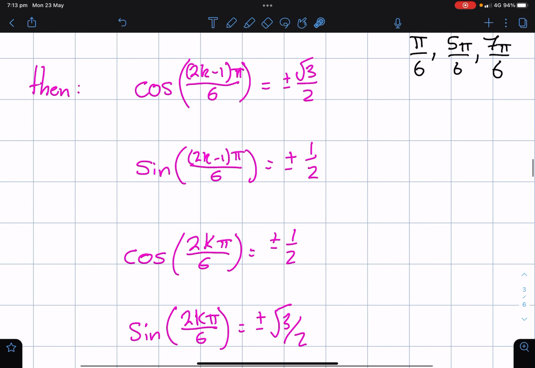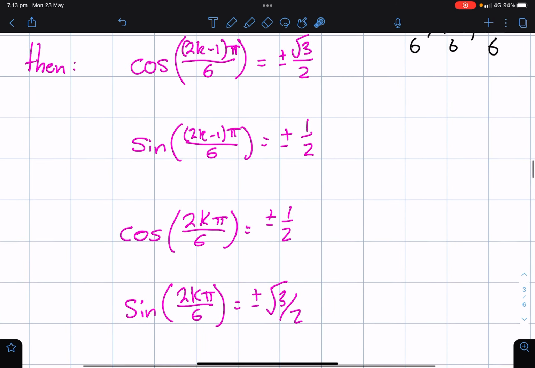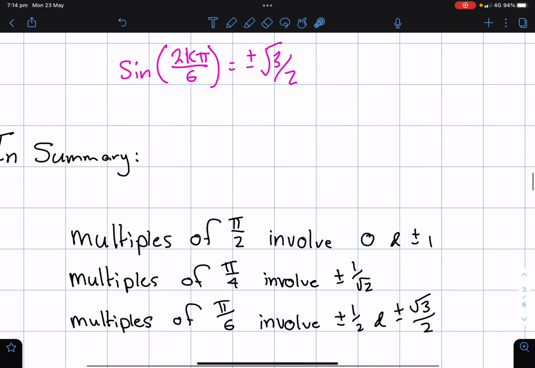Then if we're looking at the even case, the cosine of an even multiple of pi on 6, which will probably give you a pi on 3 multiple, is equal to plus or minus a half, and the sine of that even multiple of pi on 6 is plus or minus root 3 on 2. All right, so in summary, multiples of pi on 2 involve 0 and plus or minus 1. Hopefully you guys are all over that fact by now. I know we didn't explicitly go through that today, but you should be all over that. Multiples of pi on 4 involve plus or minus 1 and root 2, and multiples of pi on 6 involve plus or minus 1 on 2 and plus or minus root 3 on 2. All right, so some really key points there.